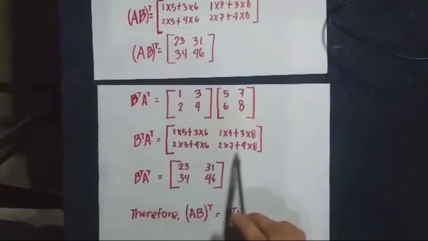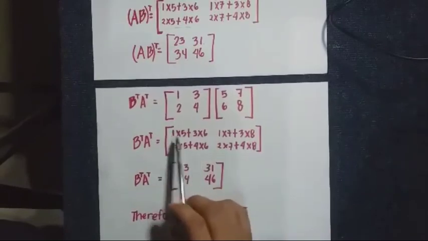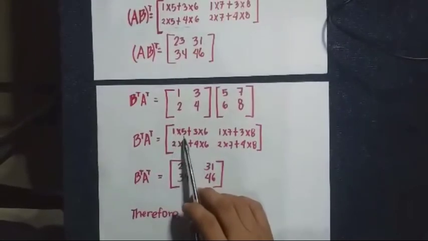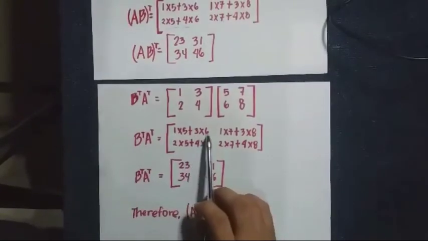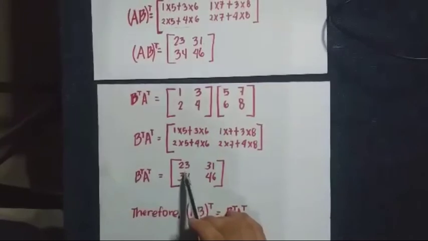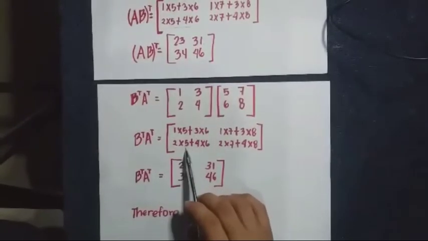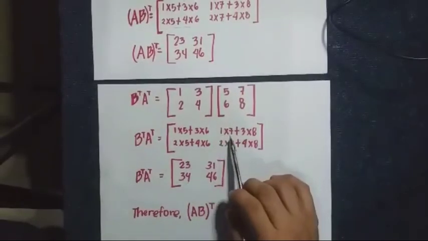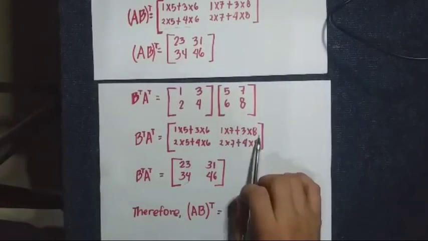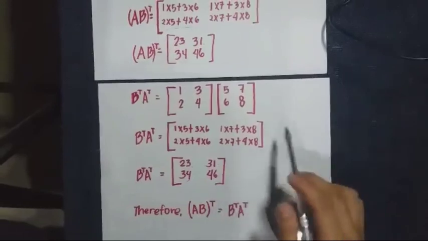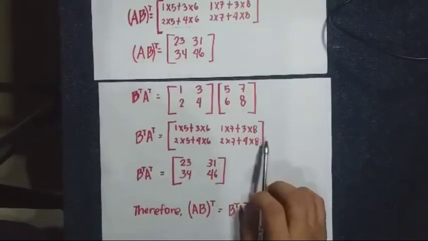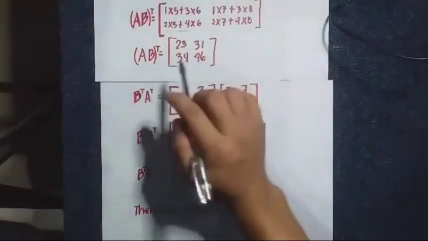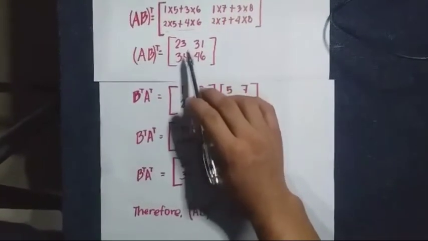Which is right here. So we have to get the product. In the same manner, it is 1 times 5 plus 6 times 3 is equal to 23. 2 times 5 plus 4 times 6 is equal to 34. 1 times 7 plus 3 times 8 is equal to 31, and 2 times 7 plus 4 times 8 is equal to 46.